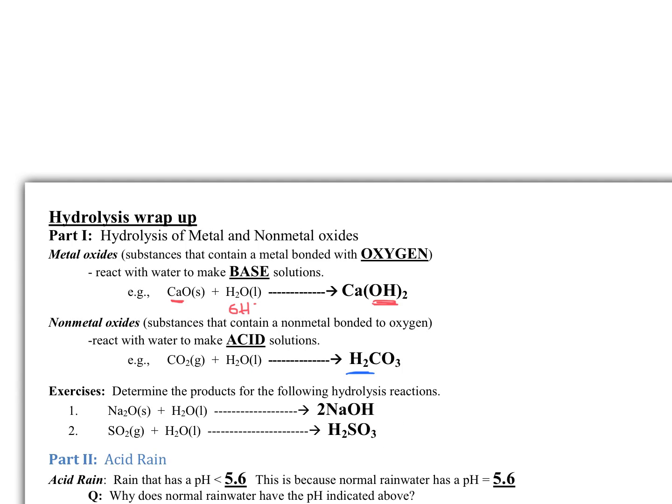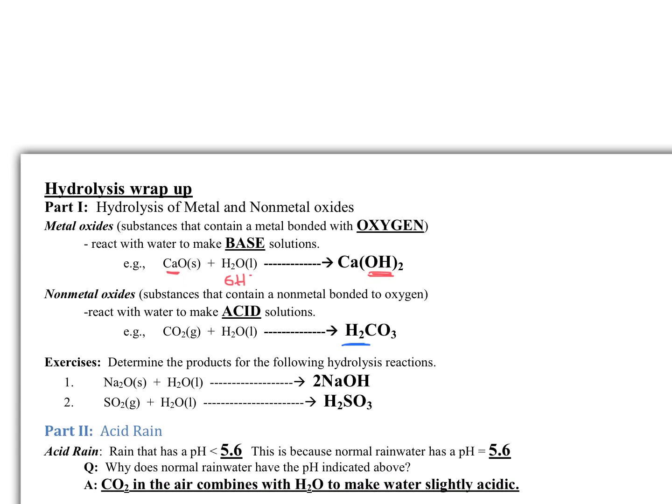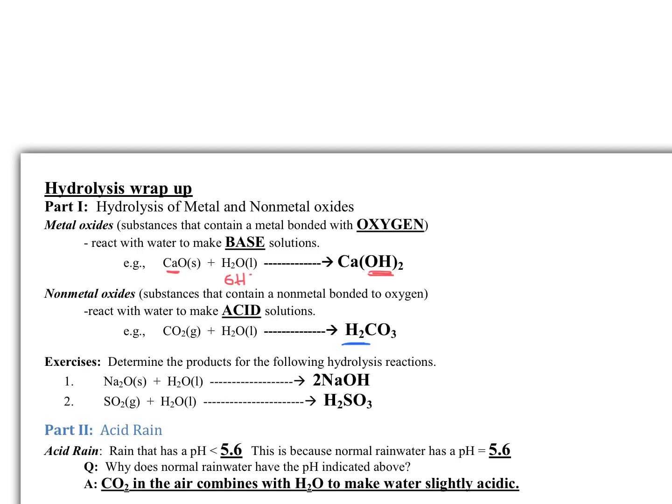A couple last pointers for acid rain as well. Remember that acid rain has a pH less than 5.6 because normal rainwater has a pH of about 5.6 to 6. So why does normal rainwater have the pH indicated above? Well, the CO2 in the air combines with H2O to make the water slightly acidic. Notice CO2 is a nonmetal oxide. CO2 plus H2O would make H2CO3. Add it all together.